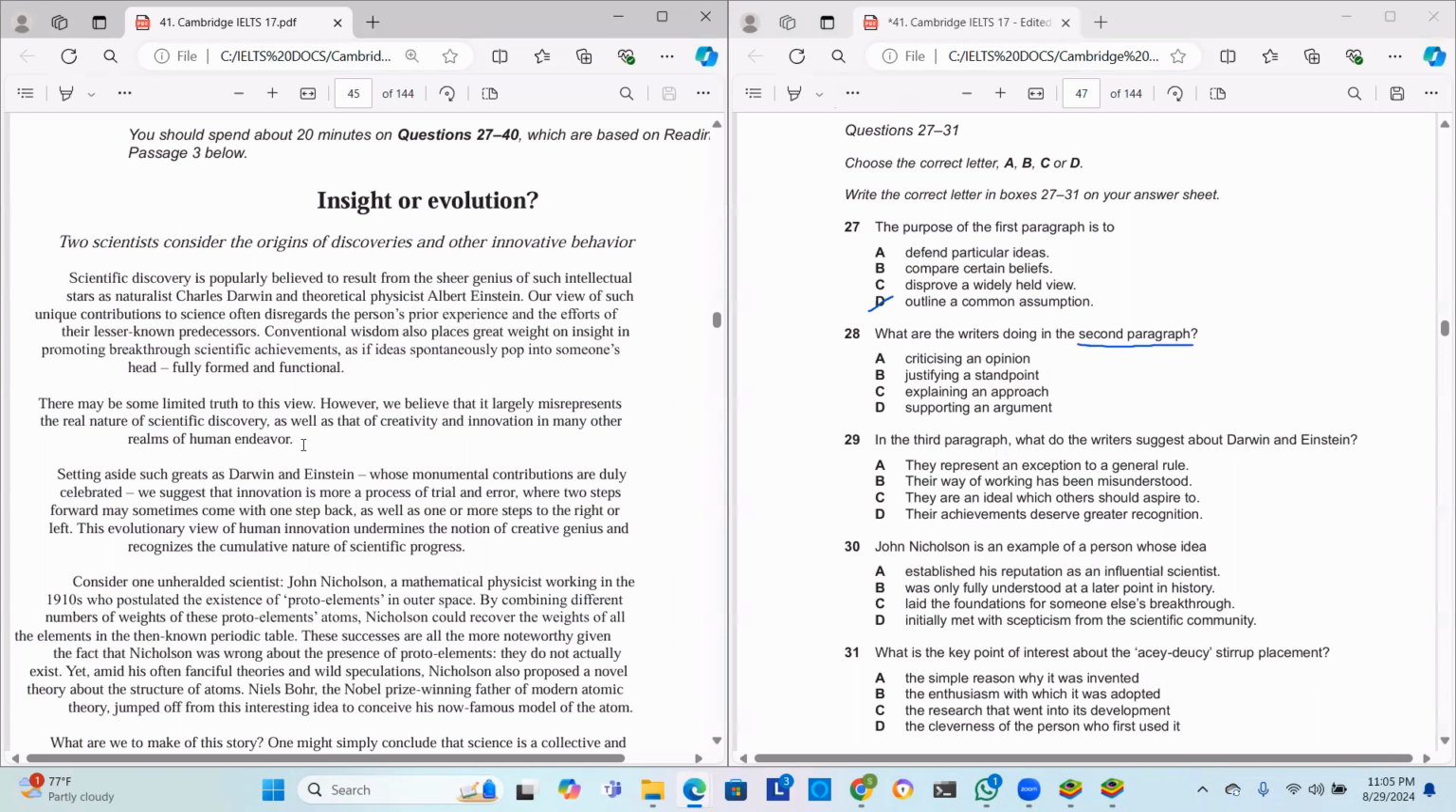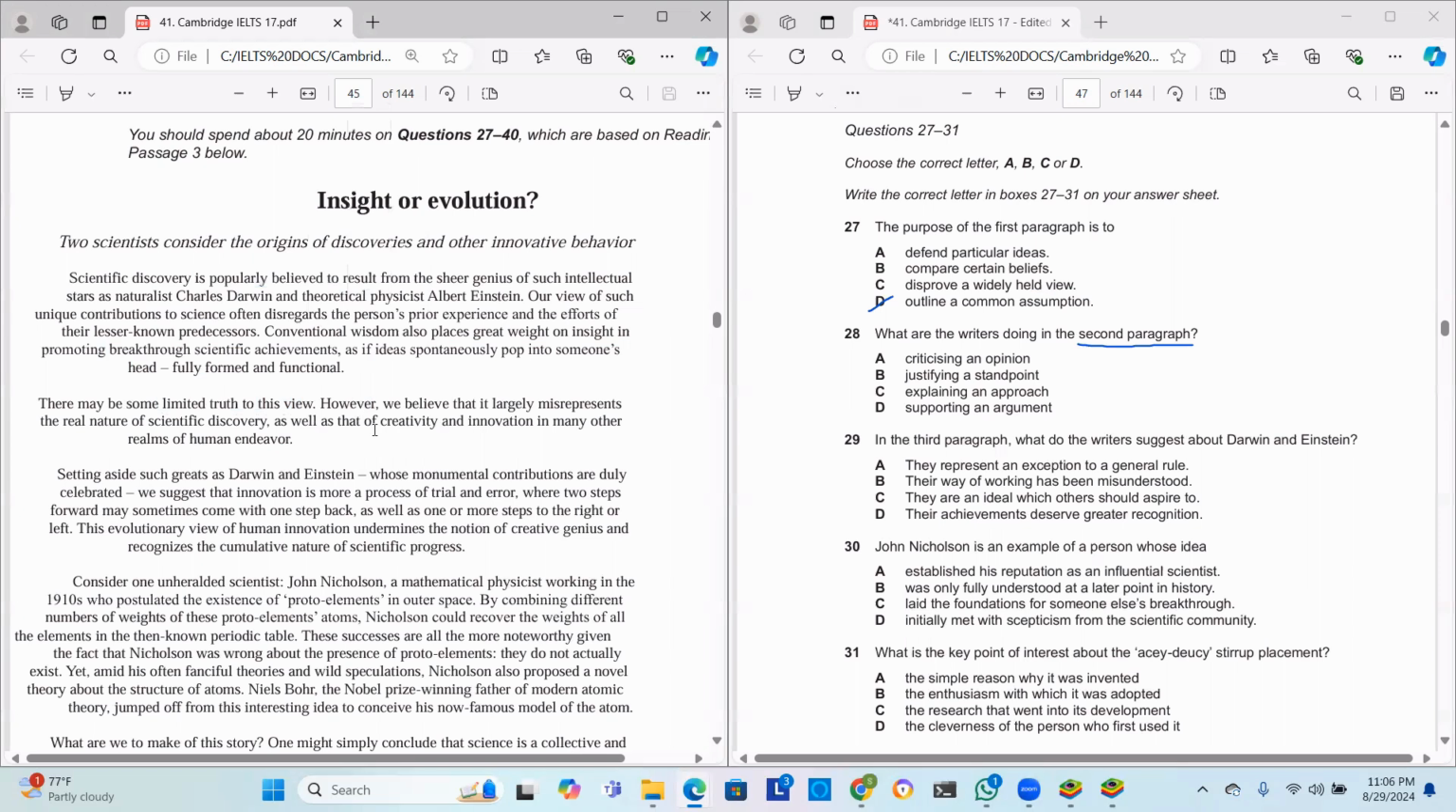Okay, right. I understood. I'll tell you a trick in this one, guys. One more trick I want to share is how this word, however, works. Whenever this word comes, you should be careful, okay? Because this word will change the meaning, will change the context and everything. See, read it again. There may be some limited truth to this view. Which view is that? This popular belief.